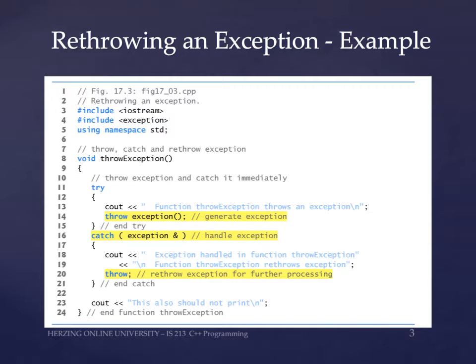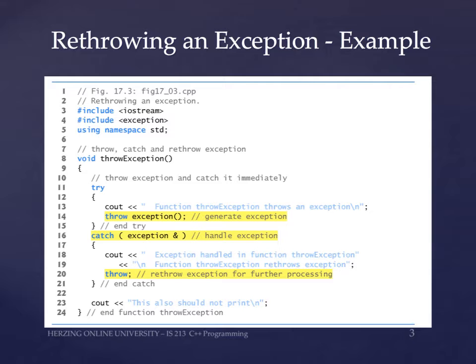Let's look at an example that demonstrates rethrowing an exception. In this example, the exception parameter in the catch handler is not being used. The exception parameter name was omitted and only the type of exception to catch was specified, and you can see that from line 16 and line 35.